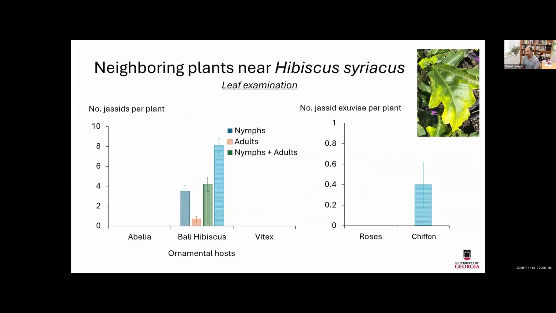We were curious whether they moved to the neighboring plants. In this case, where Barley hibiscus was, there was Whitetex on one side and Abelia on the other side. We sampled leaves from both, and we didn't find any leafhopper colonizing these two hosts. Similarly, we had Chiffon, that is another hibiscus block, and roses were beside that, and we sampled from roses as well. We didn't see anything there. That's the good news. That means that if there's hibiscus there, they tend to stay in the hibiscus itself. They don't tend to move to neighboring hosts, especially roses, Whitetex, and Abelia. That's as far as we know.